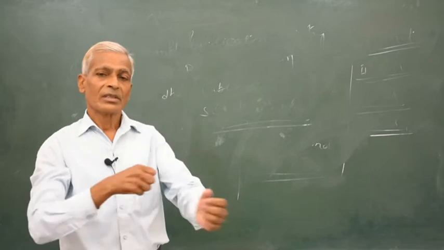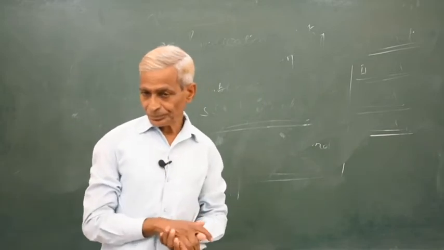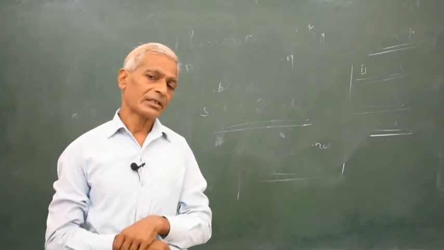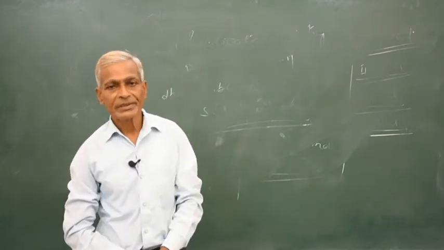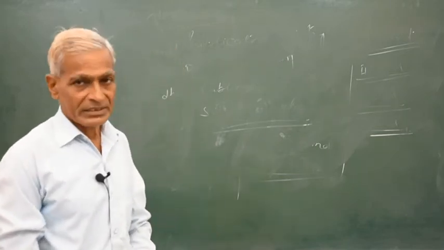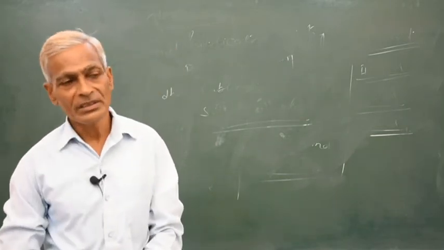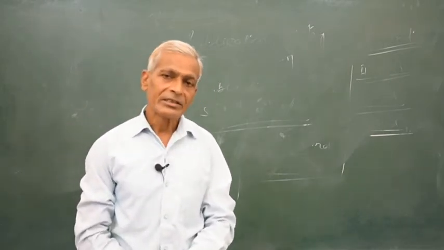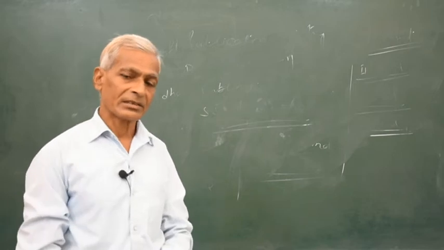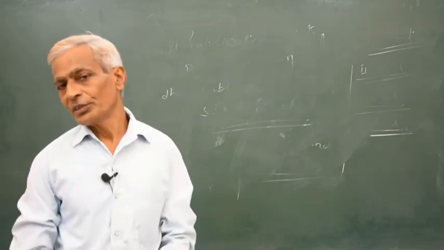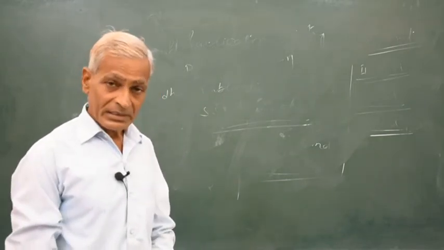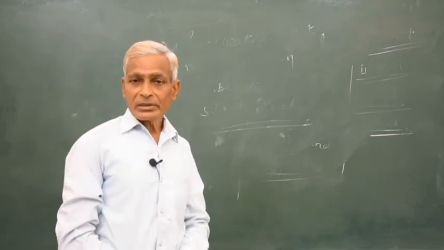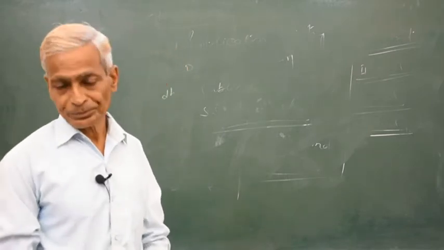Now, paper third, circuit fundamentals and electronics. The whole paper is divided into 3 sections, section A, section B, section C. Section A contains 6 small parts. You can say A, B, C, D, E and F. Each part carries 3 marks, although all the 6 parts are compulsory.